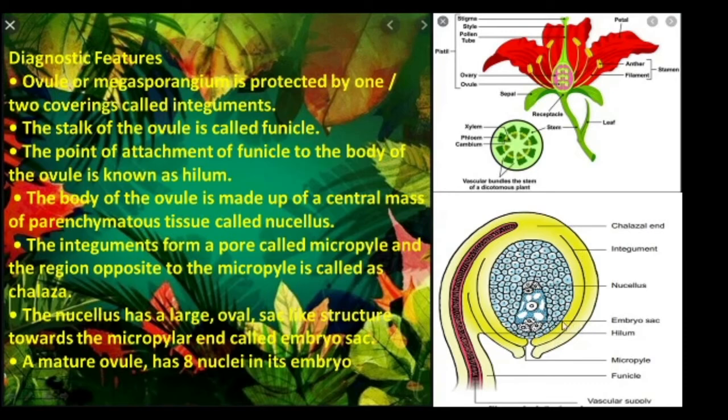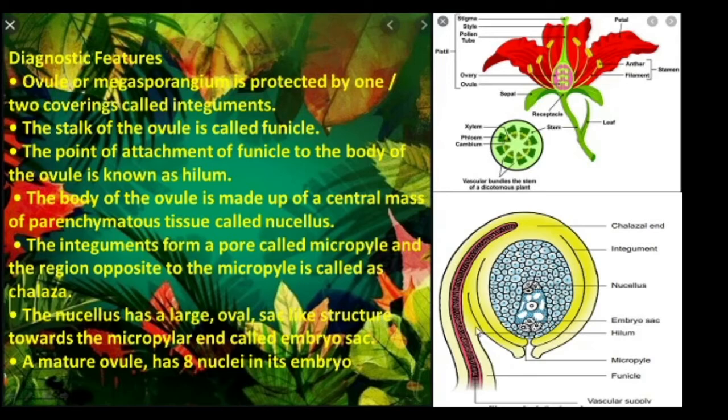This is the inner integument and this is the outer integument. The stalk of the ovule is called the funicle. This is a stalk because the ovules are attached to the placenta by this stalk only. The point of attachment of the ovule is called the hilum. This region is called the hilum.